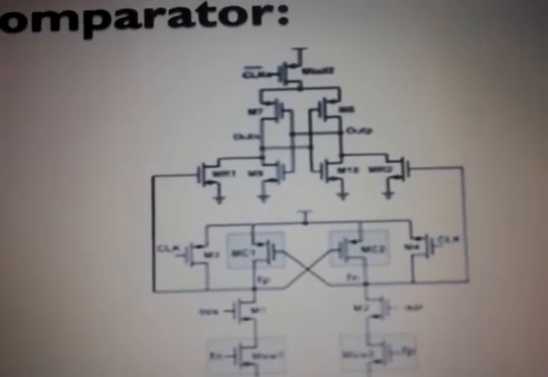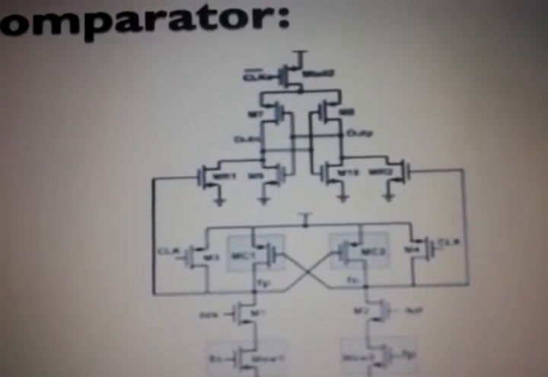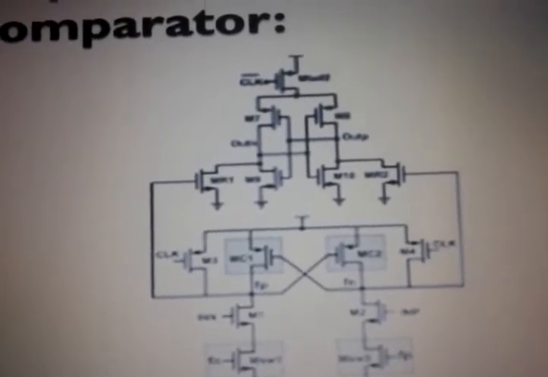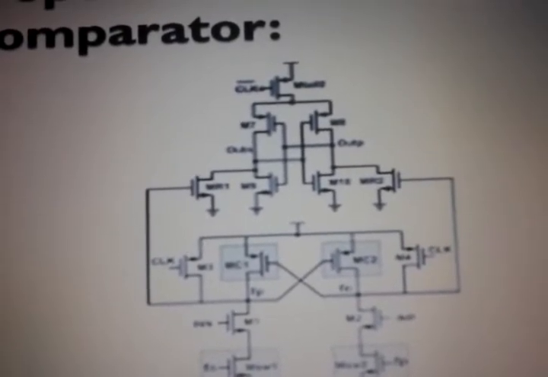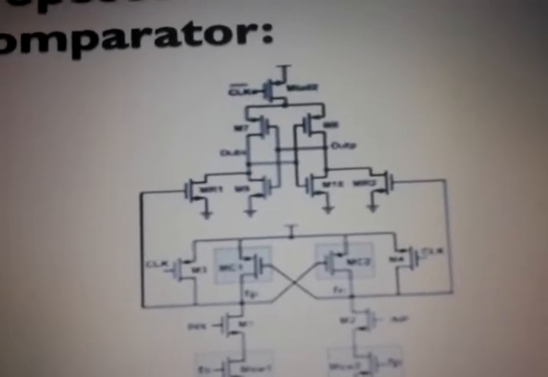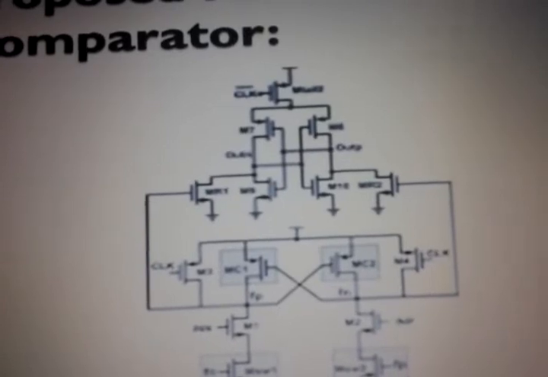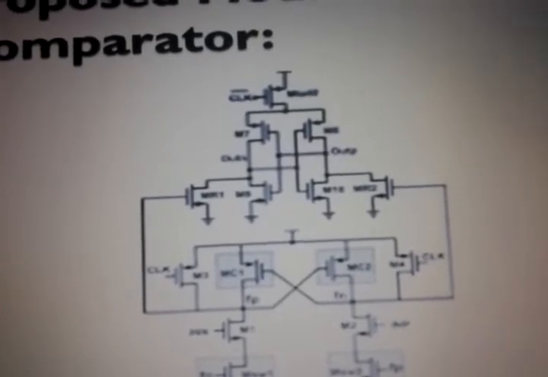As long as Fn continues falling, the corresponding PMOS control transistor, MC1 in this case, starts to turn on, pulling the Fp node back to VDD. So, the other control transistor, MC2, remains off, allowing Fn to be discharged completely.